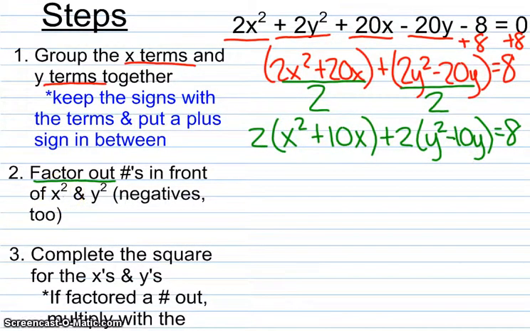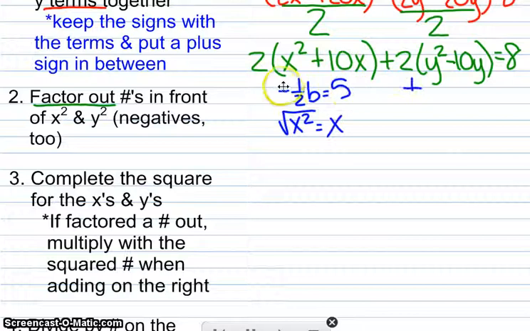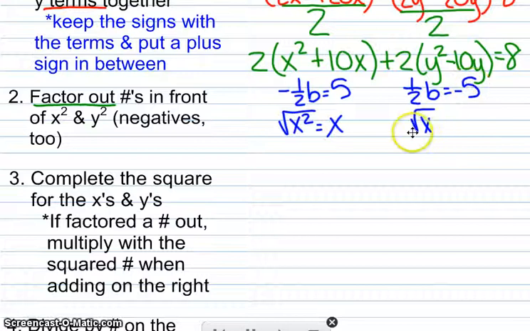At this point, we're ready to do our step 3, completing the square for each part. So just like we did on the last example, half of that term is 5. And the square root of the first term there is x. Half of the term there is negative 5. Oh, sorry, shouldn't be square root of x, should be square root of y. Of y squared is y.